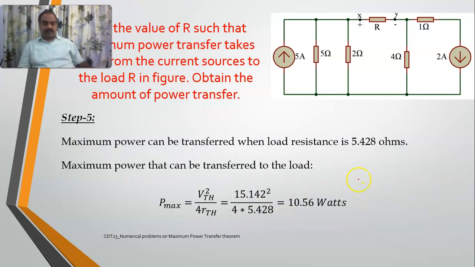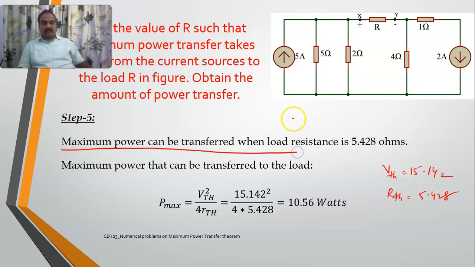Understood? So now what is my equivalent circuit? The VTH is, I have got 15.142. RTH I have obtained 5.428. So what they have asked me, what is the value of R for which maximum power can be transferred? So maximum power can be transferred when RL is equal to RTH. When load resistance is equal to RTH, which is equal to 5.428 ohms.